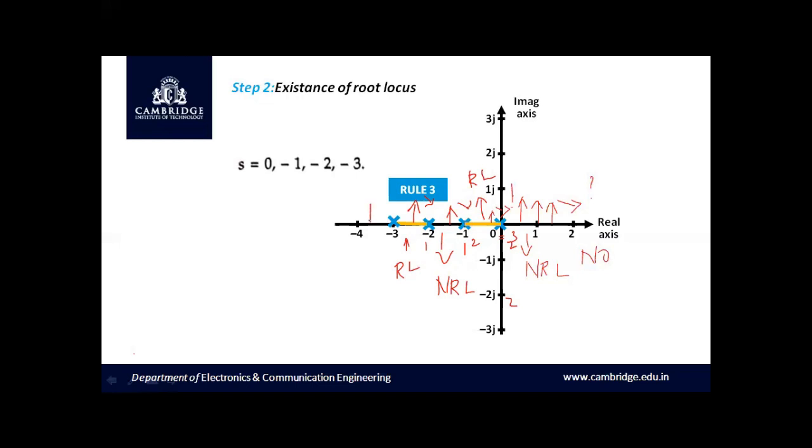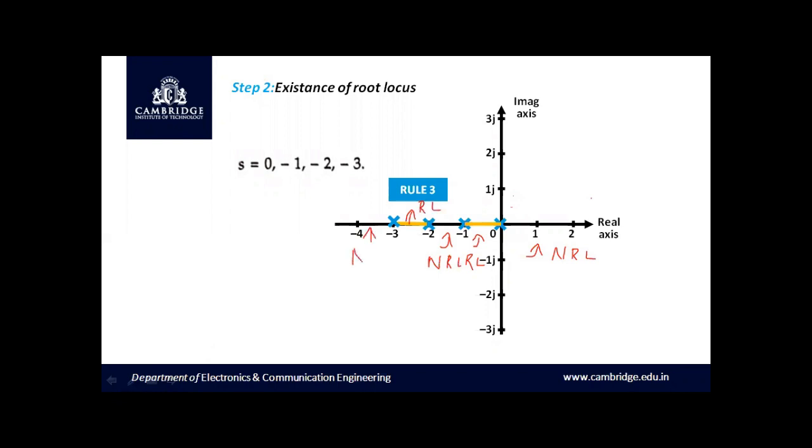Then, let us assume that you have taken a point here. Look towards your right side, ask the same question. Do we have any odd number of poles and zeros towards your right? Now the count is 1, 2, 3, 4. That is an even number. Hence, root locus does not exist in this region, and I can mark it as NRL. Now we have identified the regions of root locus. This region is NRL, and this region can be marked as RL. And this region can be marked as NRL. And this region can be marked as RL. And this region is NRL.